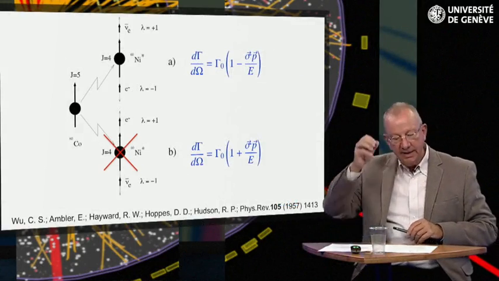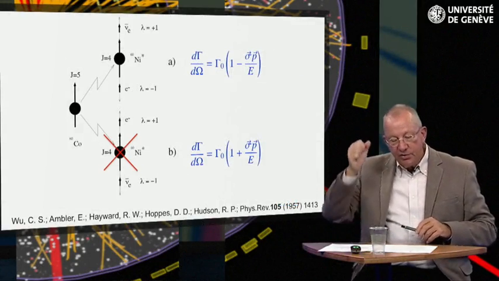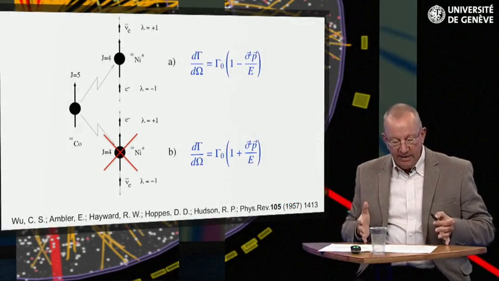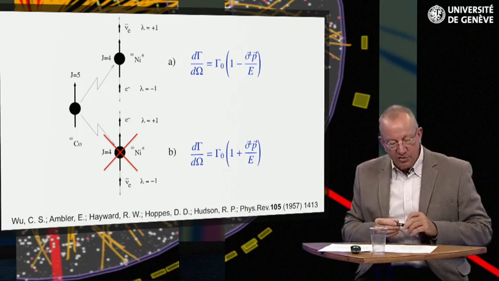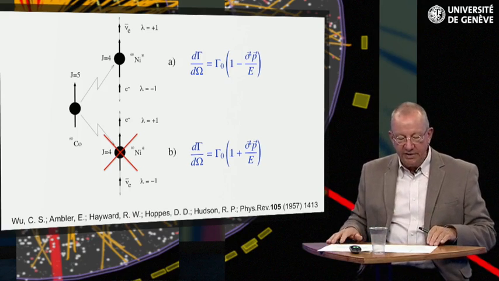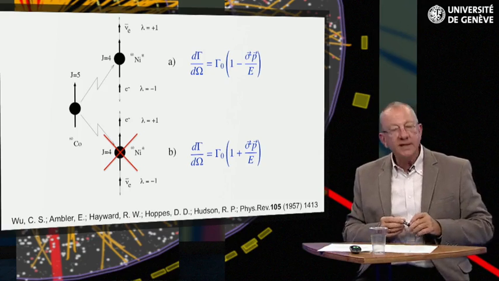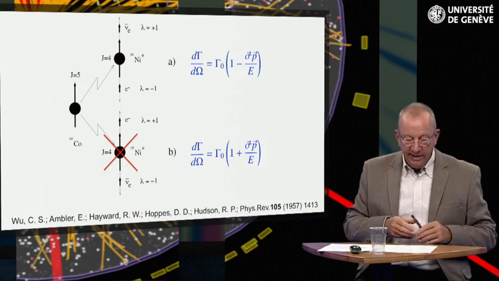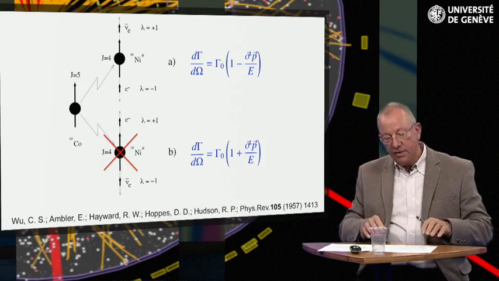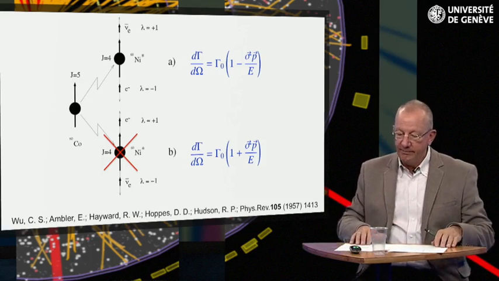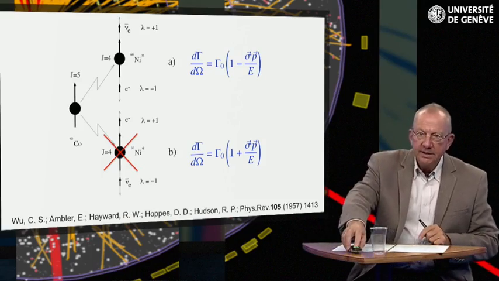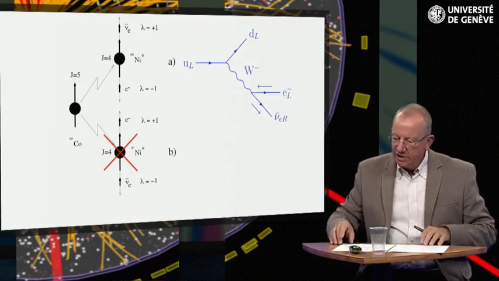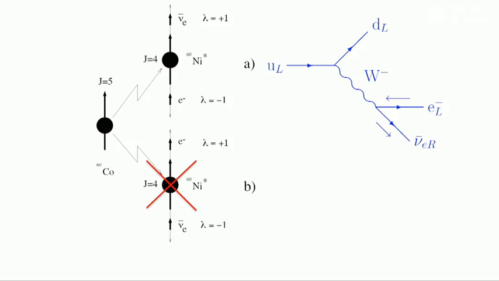The experiment showed the angular distribution of case A exclusively. It does not admit a contribution, however small, of configuration B. This corresponds to a maximum violation of parity. Indeed, conservation of parity would imply that the probabilities of the two configurations A and B are the same. This also means that charged weak interactions only admit a certain spin direction of participating fermions.